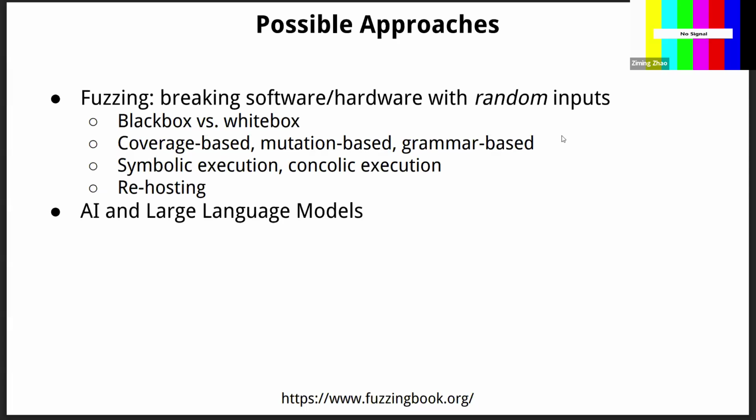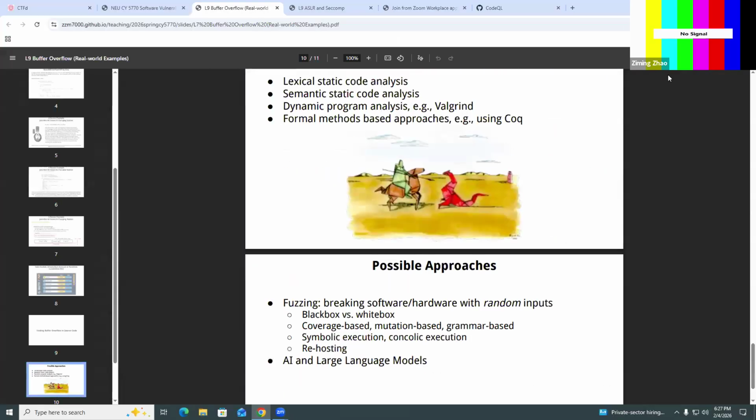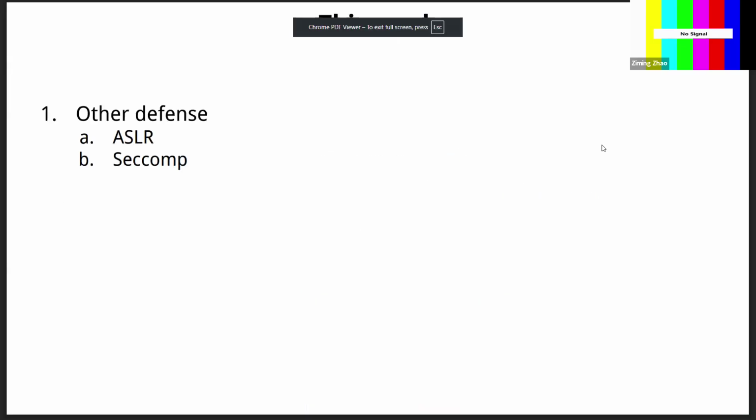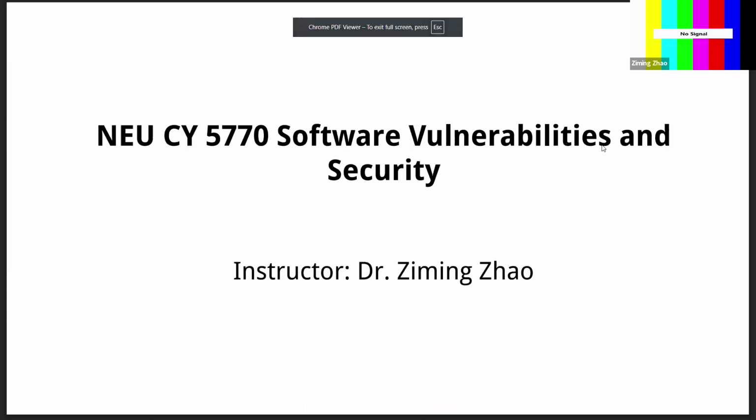To know more about fuzzing, there is a book I recommend you guys read. That one is not specific to the C programming language, but the idea is the same. Okay. That is basically what I want to talk about, some real-world examples. Then, any questions?